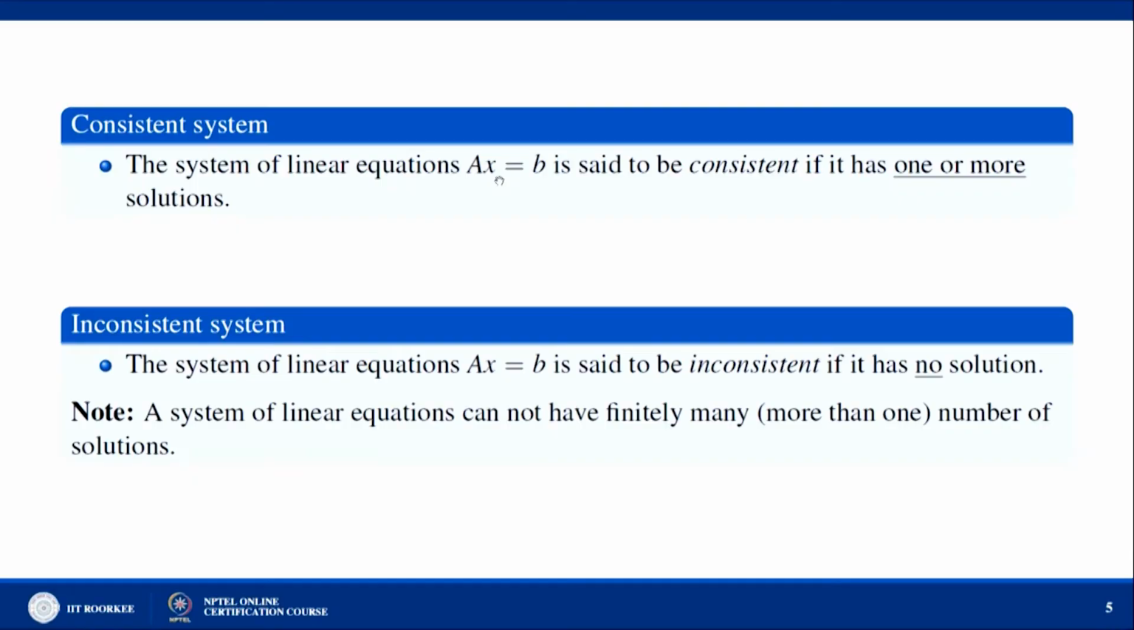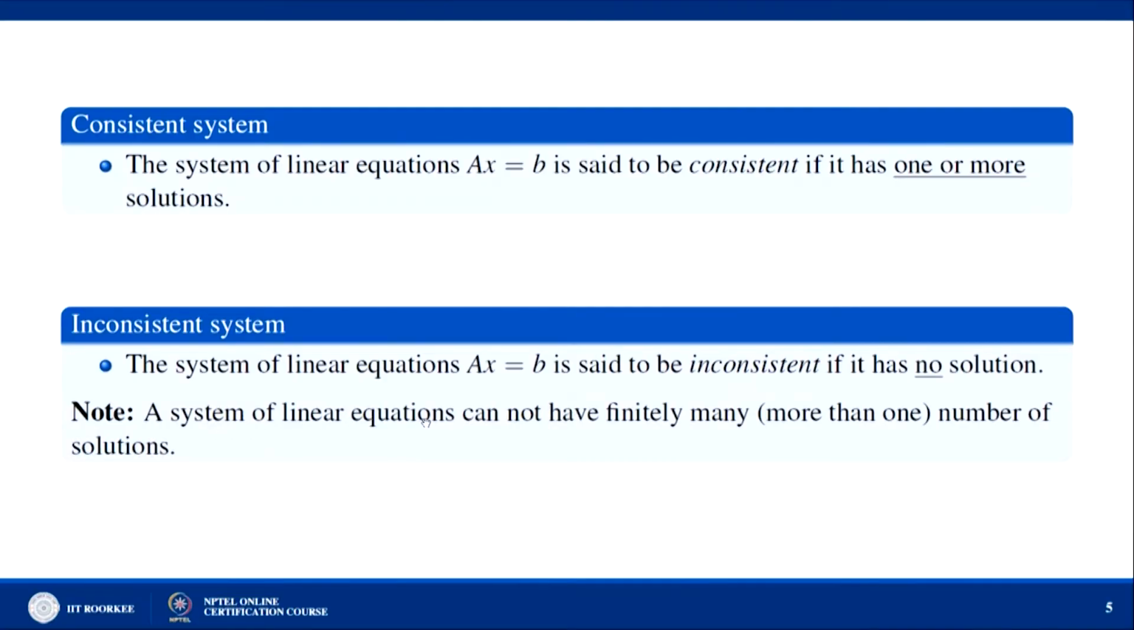Okay. The system of linear equations Ax equal to b is called consistent if it has one or more than one solutions. System of equations is either consistent or inconsistent. Consistent means it has solution. Solution may be one or maybe more than one. Okay. And inconsistent means no solution.